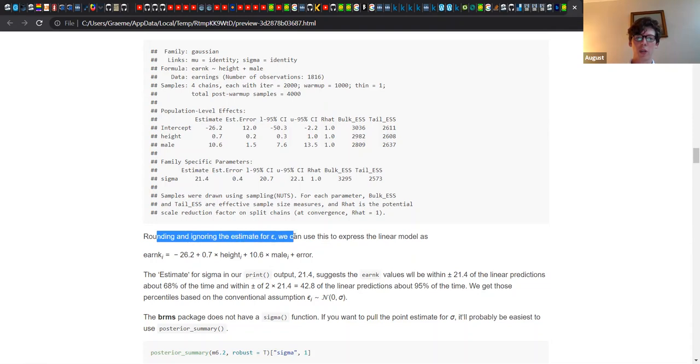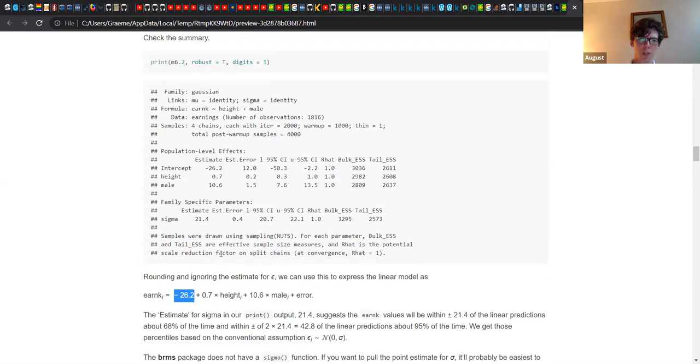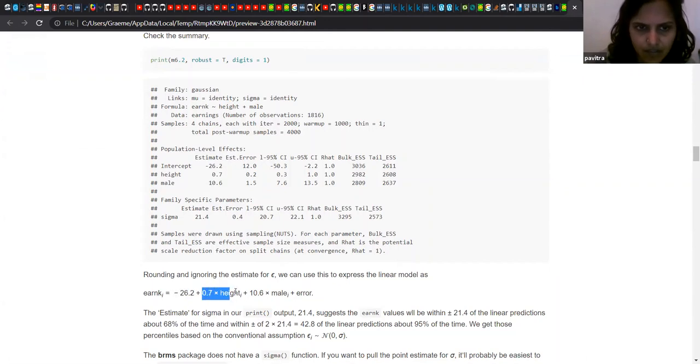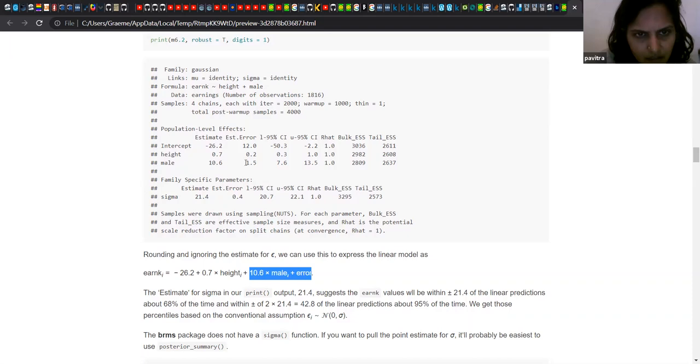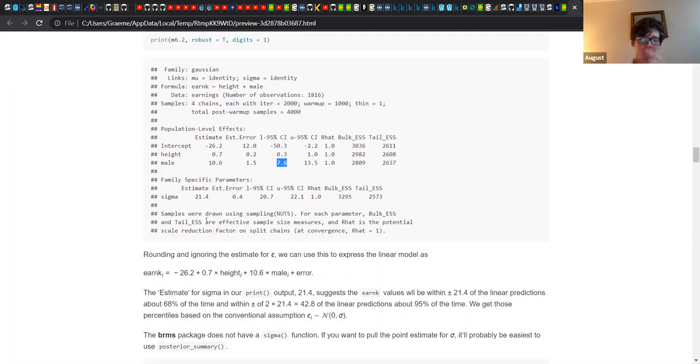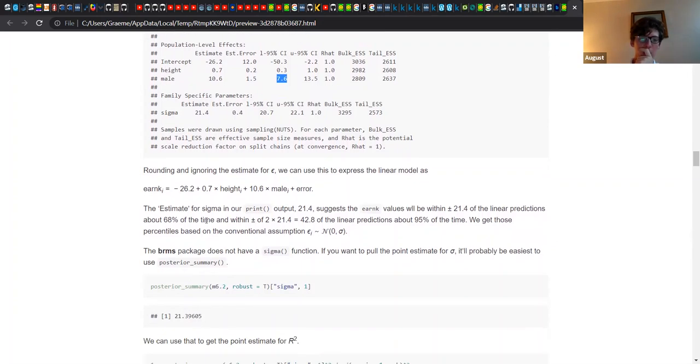So the point is, rounding and ignoring the error estimate, we can express the line as an intercept of negative 26 plus 0.7 for every inch increase in height, and then male. Is there an interaction term? No, there is no interaction term, because this is times height. That's just the coefficient. What is the error term on male? Just curious. Anyway, that's quite considerable.